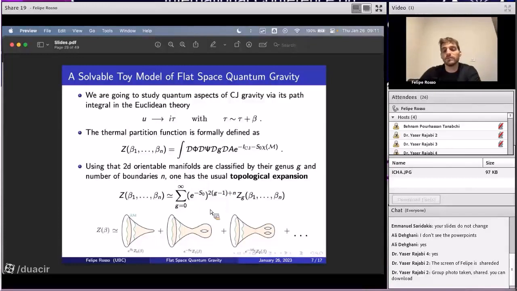The first one is multiplied by e to the S naught. So if S naught is large, and we're going to be considering S naught large, then this first term is super big. And the second term is e to the minus S naught. Okay, so when S naught is large, it's going to be very small. And in that way you can continue. Instead of adding one handle, you can add two handles, three handles, and so on. So this is the kind of topological expansion that we are going to compute.